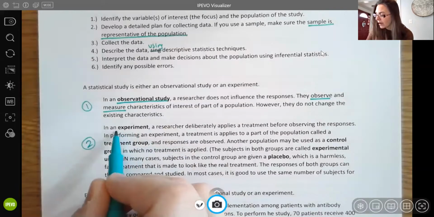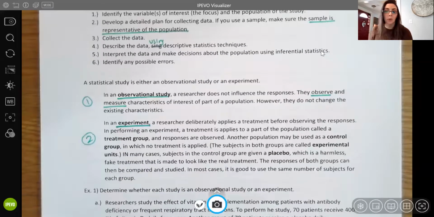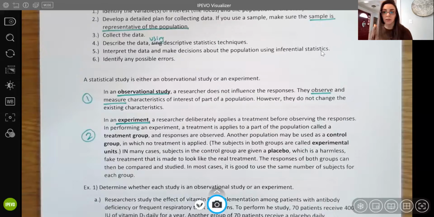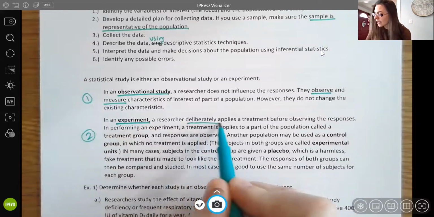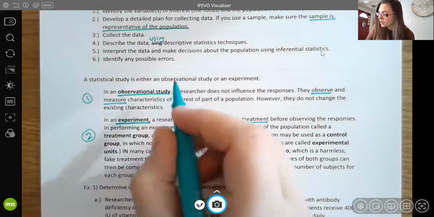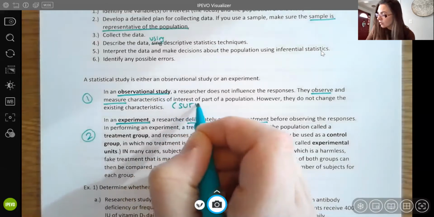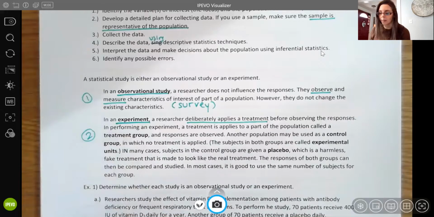In an experiment, we're actually trying to change something or test something. Usually it's a new product, so often maybe a new medication or something like that. So in an experiment, a researcher deliberately applies a treatment before observing the responses. Okay, so for observational study, again, in general, you're going to be thinking about things like a survey, right? So just surveying people, getting opinions, collecting basic information, maybe their salary, their age, and so on. In an experiment, you're actually trying to really test a treatment and then observe what happens.